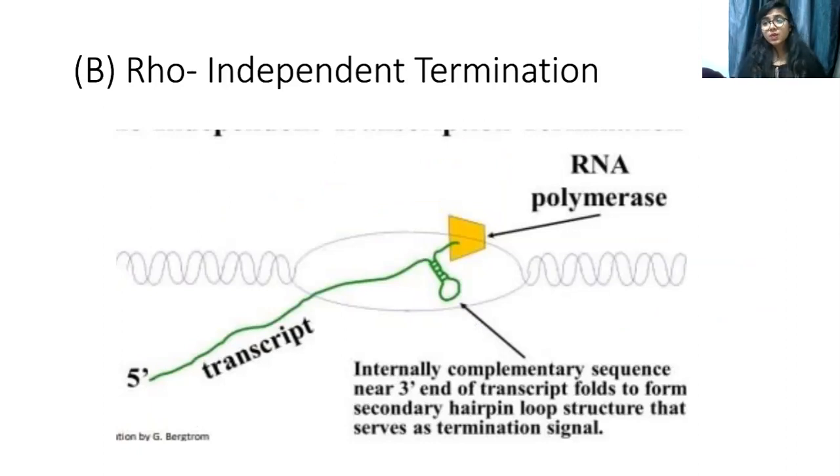Okay, so guys, this is all about transcription process. I think I have explained it in quite detail, and I've started from very basics till the end.